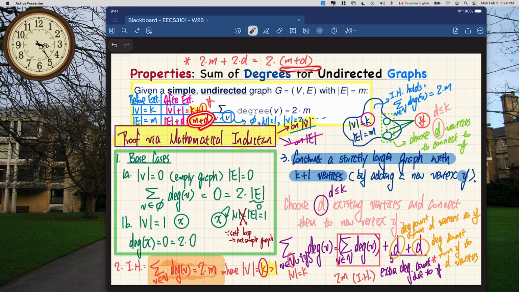Exactly 2 times. All right? So this will be the number of edges after the extension. Okay, we're done. That's it.